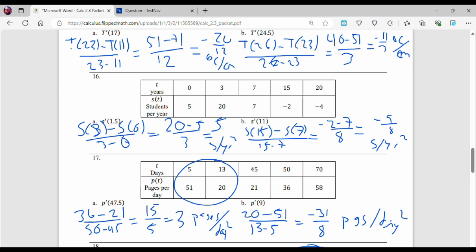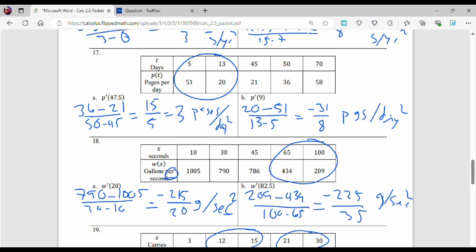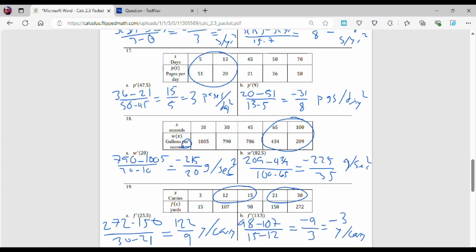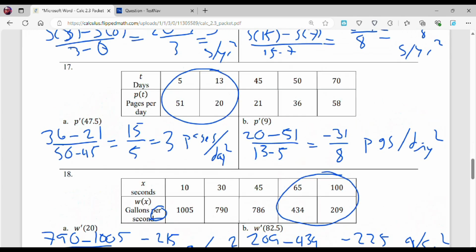Okay? And the same thing for S prime of 11. So you would use 7 and 15, right? 11 is right in between 7 and 15. You're going to use these two. Another rate, 47.5. You're going to use these two. 47.5 is in the middle.